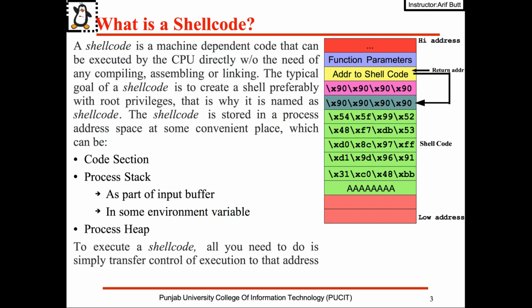The shell code is stored in a process address space at some convenient place, which can be the code section, process stack, as shown in this figure. And inside the process stack, you can inject it as part of some input buffer, or maybe you can place it in some environment variable as well. This shell code can also be placed inside the heap. Well, after doing that, what all you need to do is to execute the shell code, and for that you need to transfer control of execution to that address space where this shell code is residing.